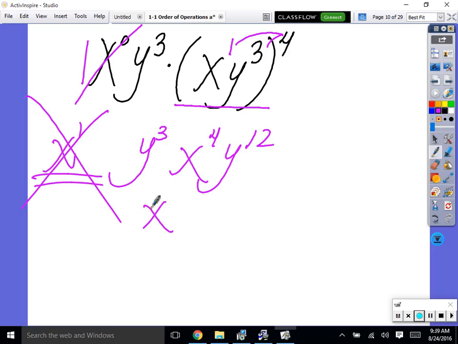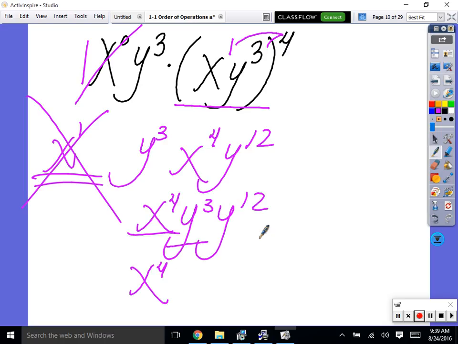Now we can reorder it. So we have x to the 4th, y cubed, y to the 12th, and then x, no other x's. When you multiply, you add. So you guys did really good with that.